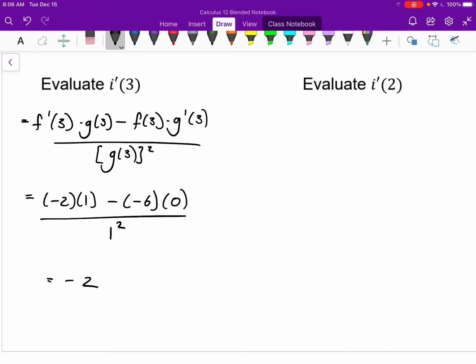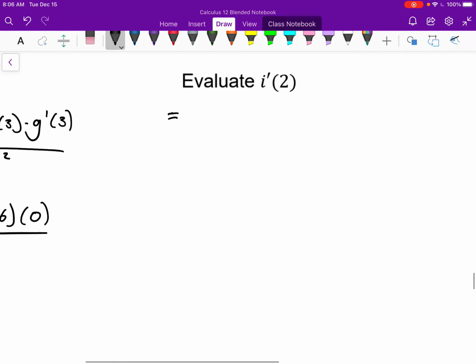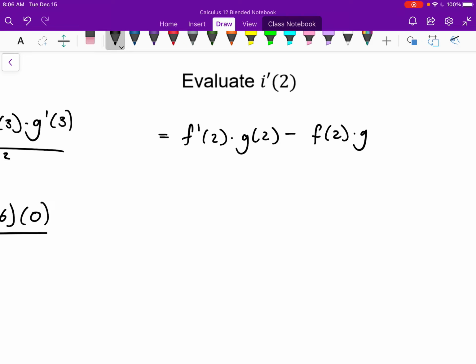And lastly, I prime at 2, the derivative of I at 2. So again, very similar to before, and I'm hoping again you've tried all these already. So here again, this is going to be the same as f prime at 2 times g at 2 minus the other way around, all divided by g at 2 all squared.